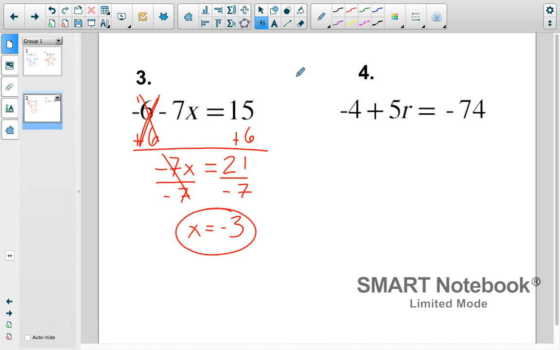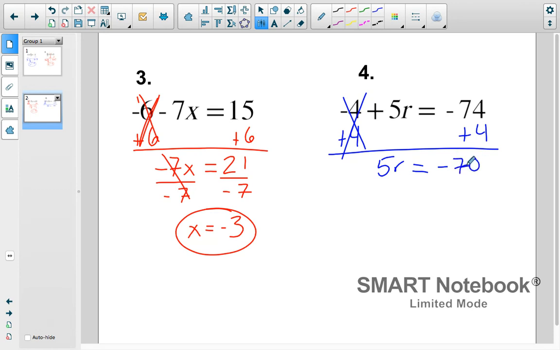We got negative 4 plus 5r equals negative 74. We're going to follow that exact same process. So I'm going to start with this negative 4 here. Opposite of negative 4 is plus 4. So I'm going to add 4 to both sides. Negative 4 plus 4, those go away. I see a plus this time, so that means my 5r is positive this time. Equals negative 74 plus 4. Use a calculator, that'll get you negative 70.